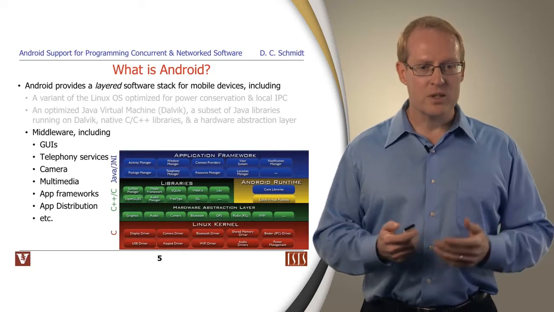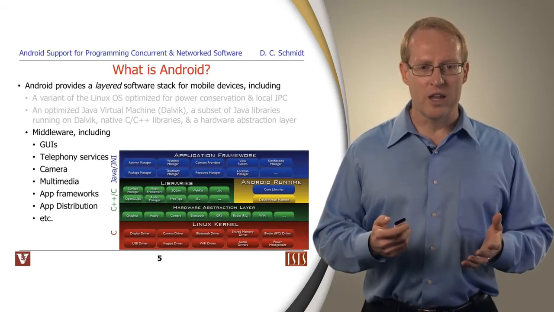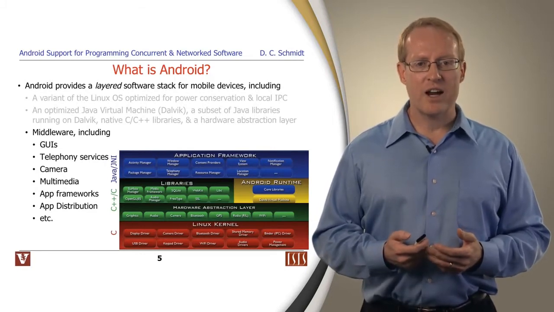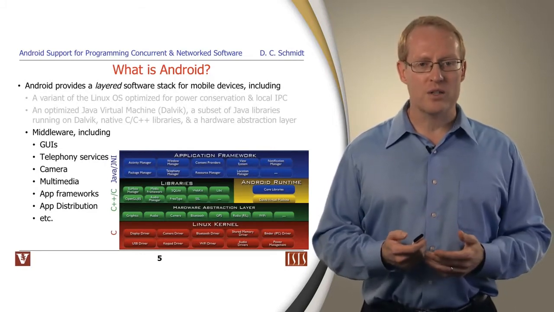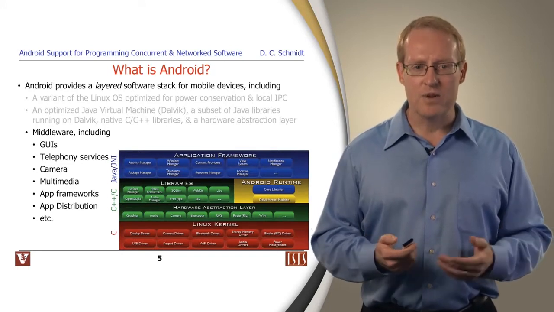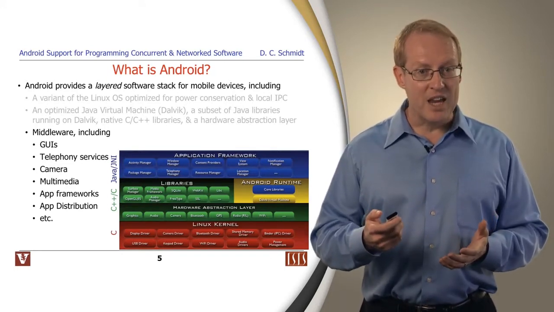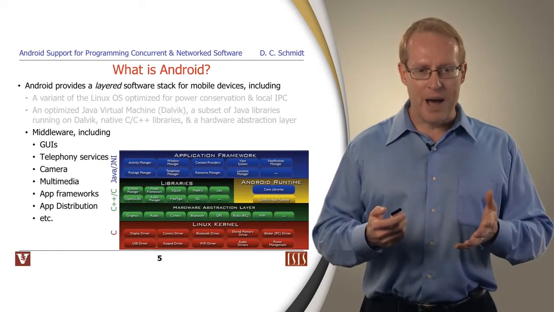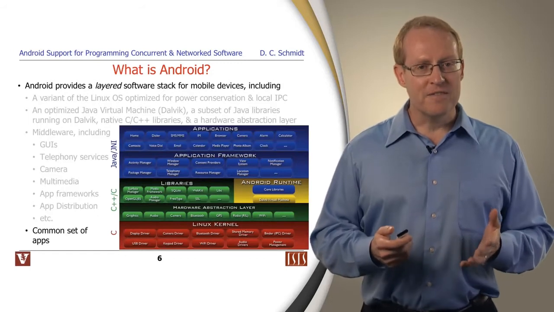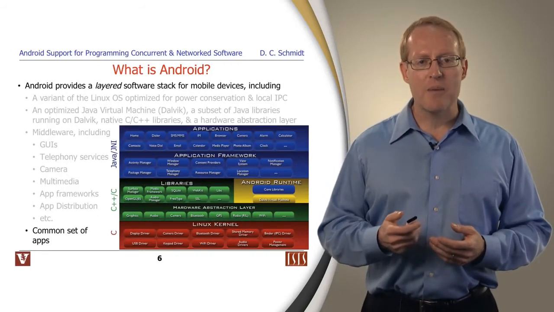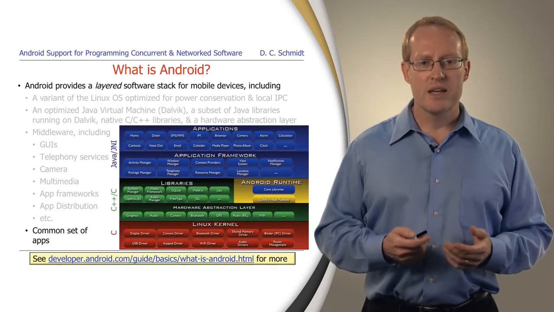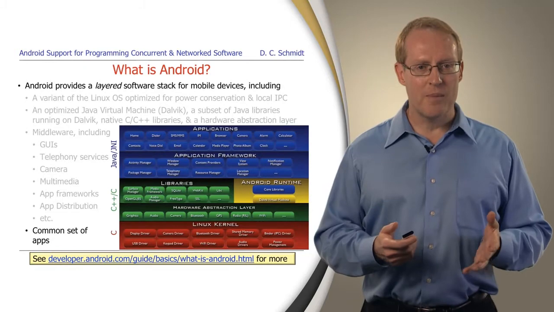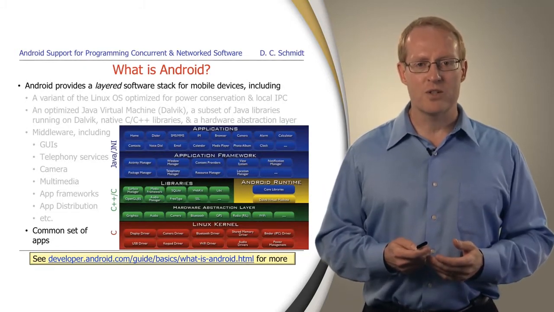On top of those layers is a group of middleware layers. These layers provide things relating to user interface interactions, multimedia frameworks, cameras, telephony services, and a variety of other kinds of application frameworks that are used by people who build applications, as well as ways to distribute apps from an app store. And then finally, shipping with Android are a common set of apps themselves. If you take a look at the URL at the bottom of this slide, you'll find more information about the contents of the Android software stack.